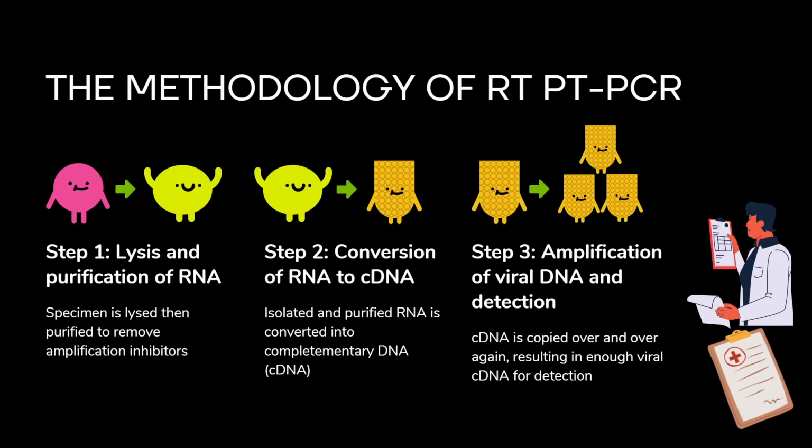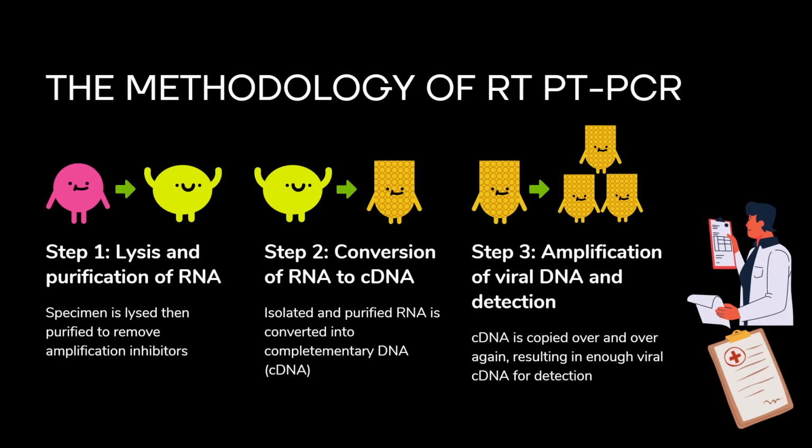To begin, the full specimen is broken apart, lysed, to access the RNA, and then purified to remove potential inhibitors for amplification. A specific primer is then added that binds to the viral RNA. If the viral RNA is not present, these primers would not bind.